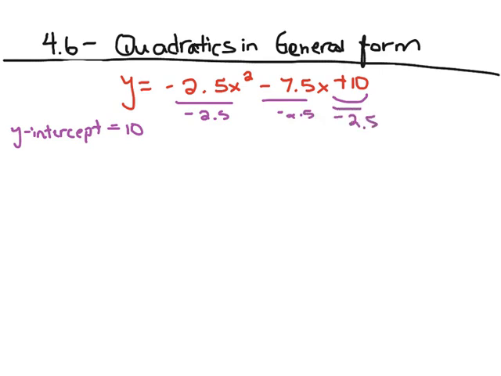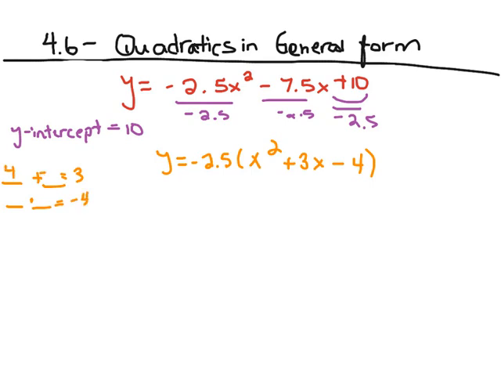So we get y equals x squared. Oh, sorry. Negative 2.5 on the outside. X squared plus 3x minus 4. Now we want to find two numbers that add up to 3 and multiply to get negative 4. And our numbers are 4 and negative 1. And because a is 1, we can go right to our last step, x plus 4, x minus 1.